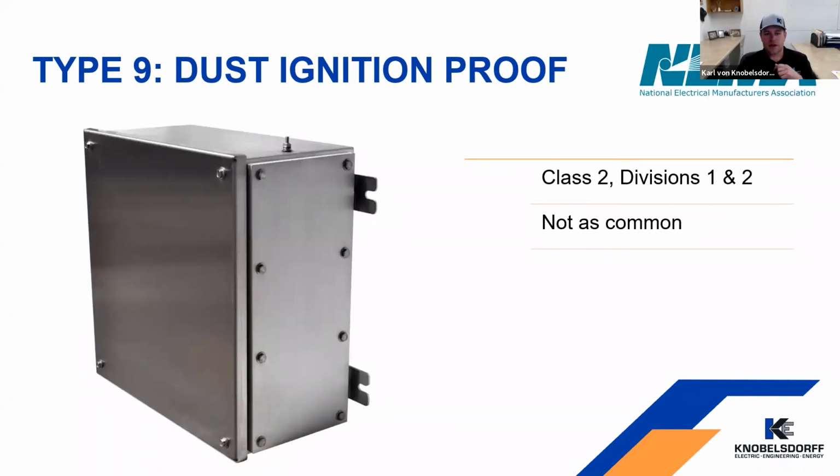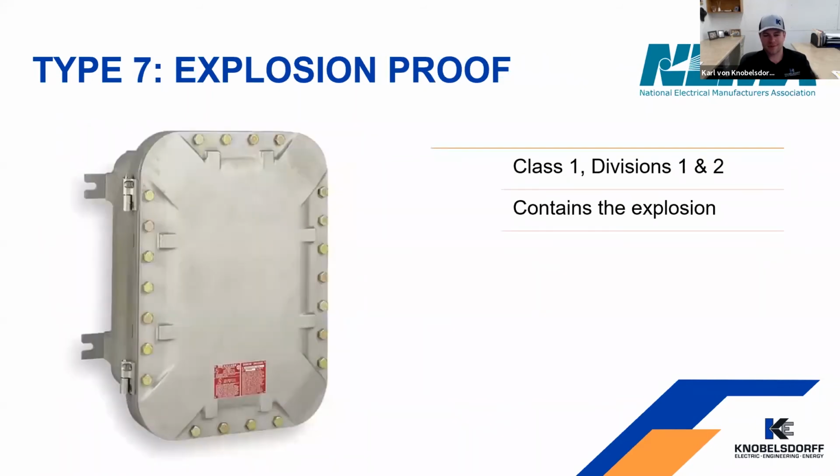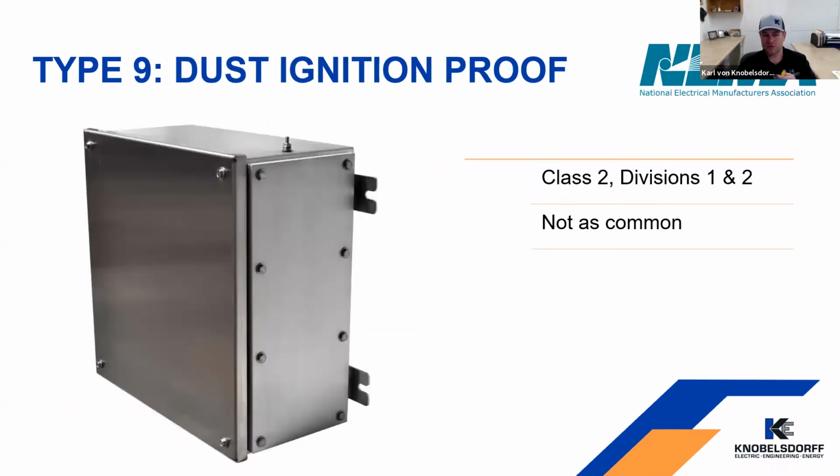This box here is a type 9 dust ignition proof box. So we'll use this in a Class 2 Division 1 and 2 location. Not as common, but they're cheaper than the big explosion proof boxes that you have in a type 7. So we'll use these a lot in a Class 2 Div 1 location where we're looking to save some money, and lead times on these are a little longer. You don't have a lot of people that stock those, so you've got to plan ahead if you're going to need to order stuff like that.